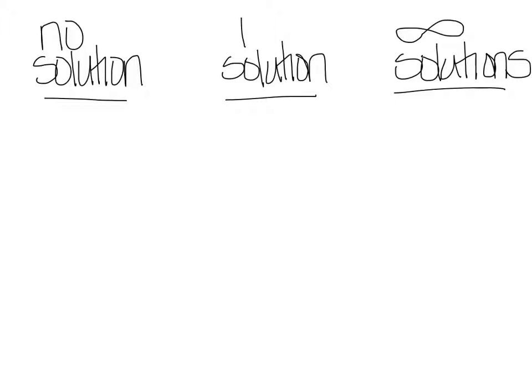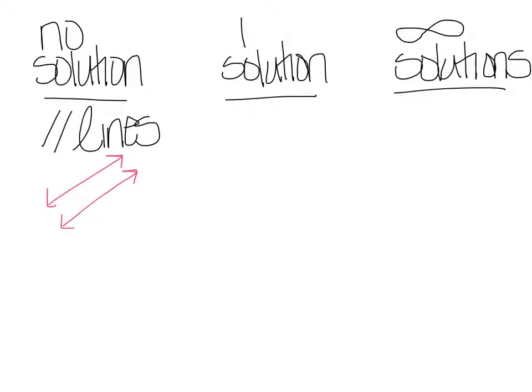For no solution, that means that you would have to have parallel lines. So, parallel lines. If we looked at the parallel lines, you could see that they do not have any points in common. And the solution to a system is that point of intersection. So no solution means no points in common. So we know that parallel lines have the same slope but different y-intercepts.